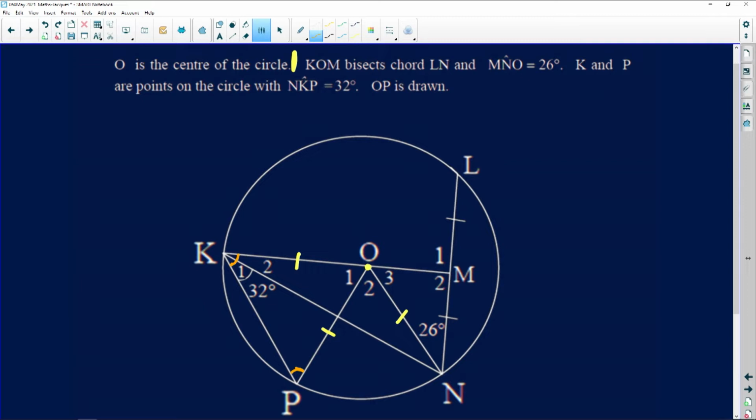KOM bisects the chord LN. We stop. LN is a chord. It is bisected by the line MN.